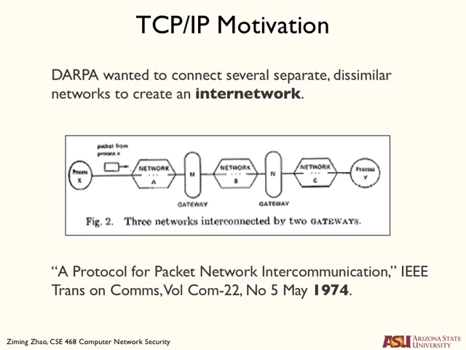So they wanted to connect many separate, dissimilar networks, which means networks using different physical devices as a layer, to create an inter-network. They started another project, and in 1974, Cerf and his co-author published a paper in IEEE Transactions on Communications. The paper is titled "A Protocol for Packet Network Intercommunication." This is the paper that first proposed TCP. And this is actually a figure in the original paper.